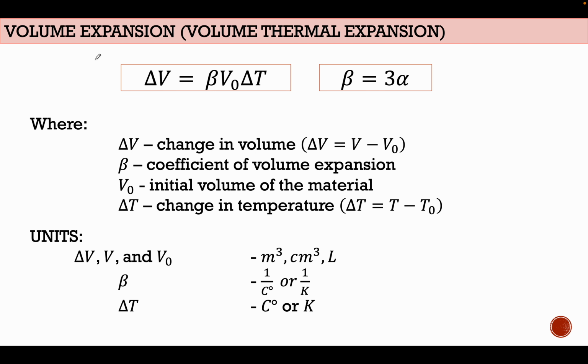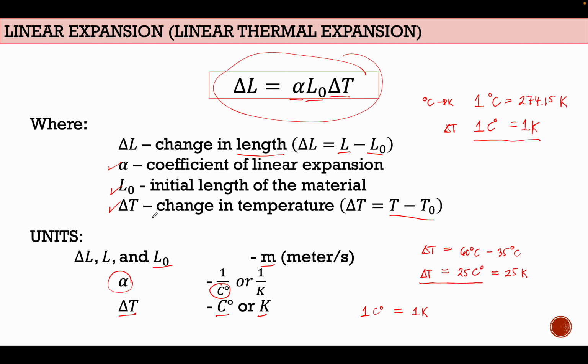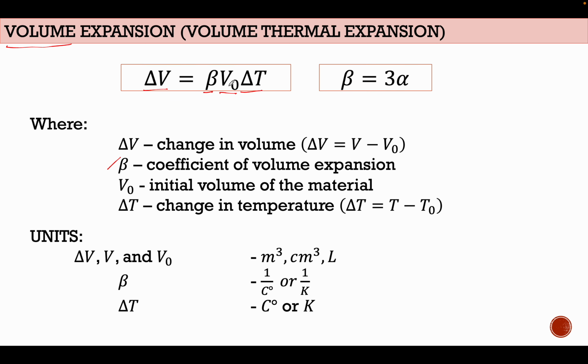The only difference is, since we are dealing with volume expansion, from delta L we change it to delta V, which is the change in volume. Now from alpha, it becomes beta for volume expansion. So beta is the coefficient of volume expansion. And then we have V sub O as our initial volume, and we have delta T as our change in temperature. So take note that their trend in the equation is almost the same. The differences are the variables, from length and alpha to volume as well as beta.